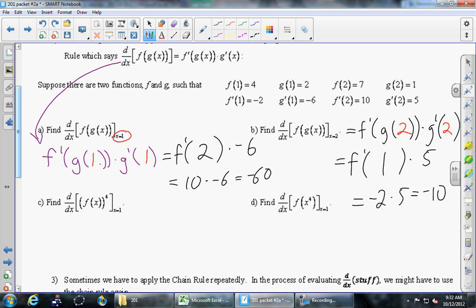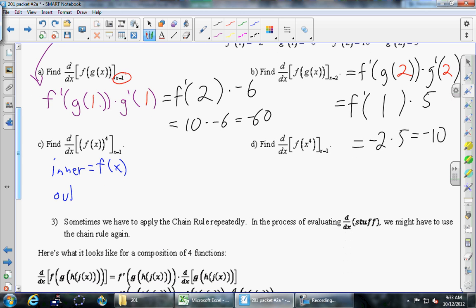Part C says the derivative of the function f of x raised to the 4th. Now we really need to start thinking about what's the outer function and what's the inner function. What do we think for this one? The stuff is the f of x. So I'm just going to write here, the inner one is the f of x. Do you guys agree? That's inside. And what's the outer function?